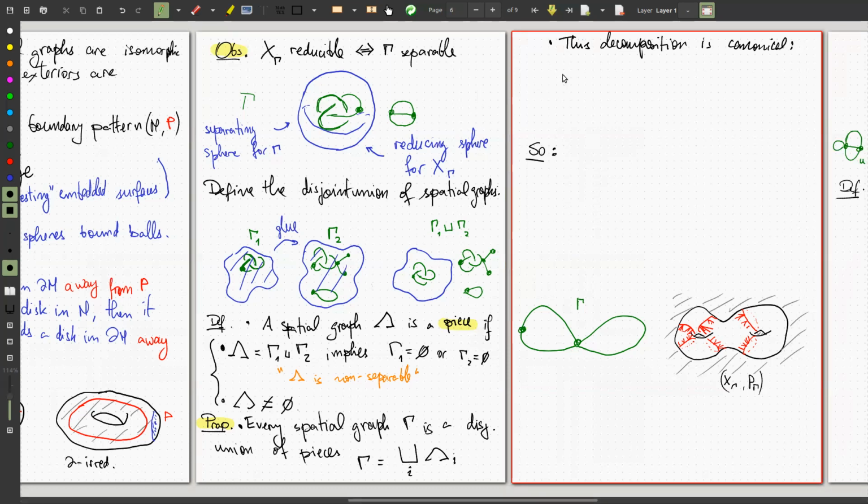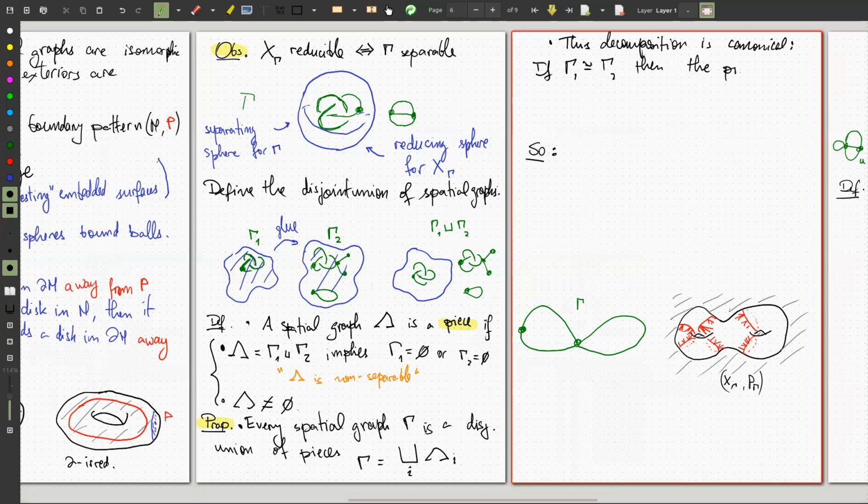More explicitly, if gamma 1 is isomorphic to gamma 2, then the pieces of gamma 1 and of gamma 2 are pairwise isomorphic.